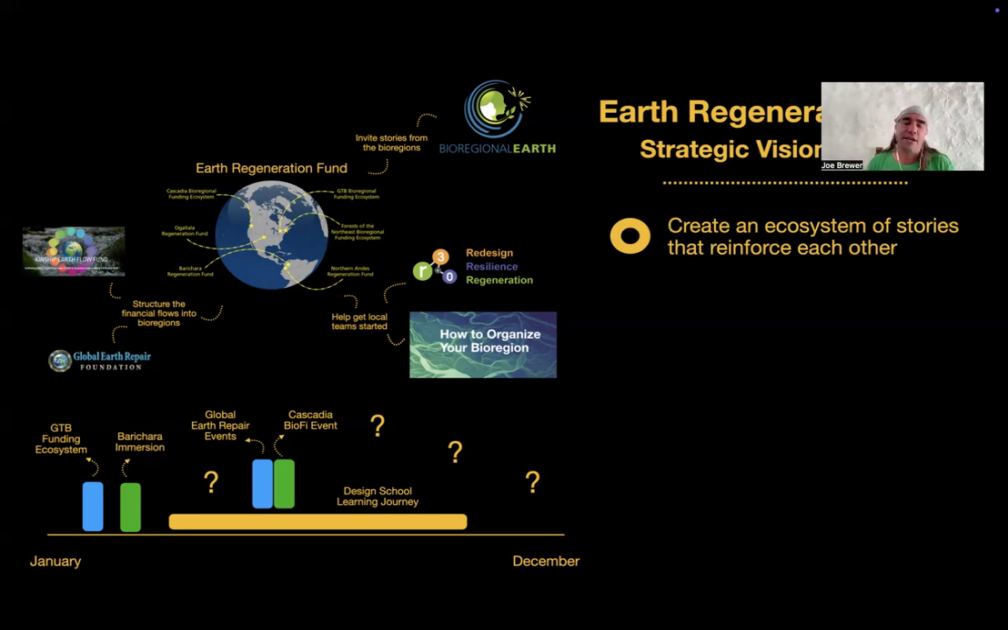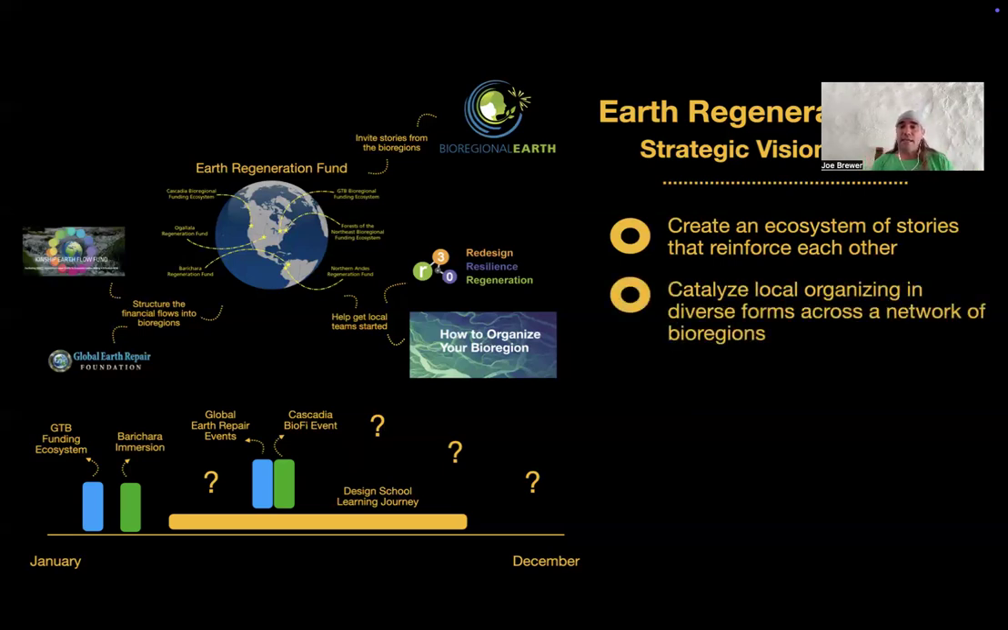So first you can see that one of our strategic focus areas is to create an ecosystem of stories that reinforce each other, that build a kind of positive echo chamber, that create momentum and coherence, that create inspiration and engagement, and attract partners and funders. So this is a big part of the Earth Regeneration Fund, is to create an ecosystem of stories.